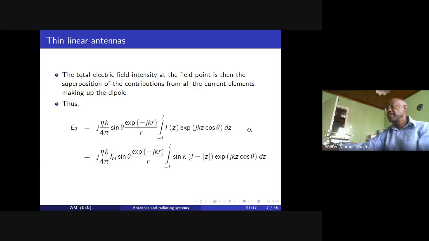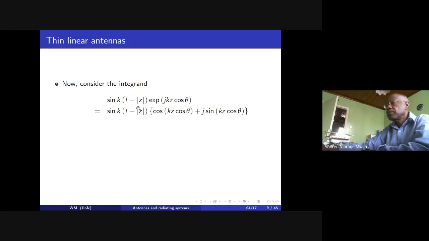Now, we can replace the value of I by its distribution, which we saw was Im multiplied by the sine of K into L minus the modulus of Z, for both L and Z. And therefore, what we have here is that equation. What we can note is that this will be an even function, while that will be an odd function, so to speak. So we consider the integrand in the following form.